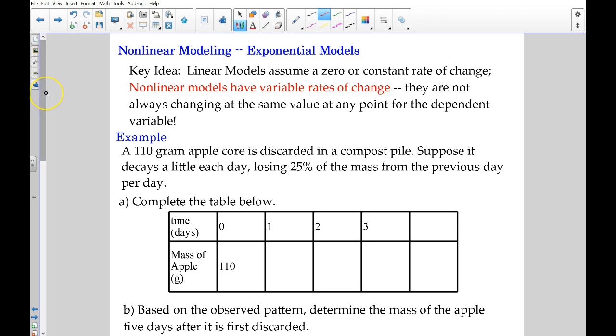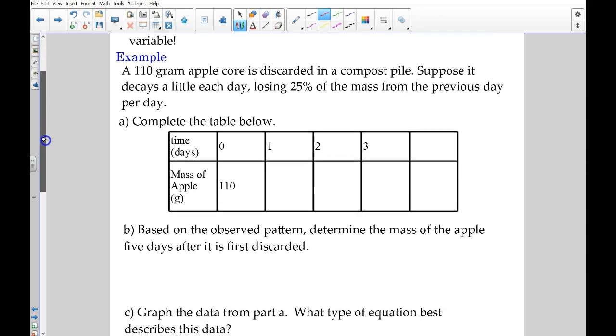Again, this video is going to focus on exponential models. We are going to focus on one particular example. Let's assume that we have an apple core. They're typically about 100 grams, but there's a little bit more on this one, so there's a 110 gram apple core. It's discarded in a compost pile, and it decays a little bit each day, losing 25% of the mass from the previous day per day. So each day is losing 25% of the previous day's mass.